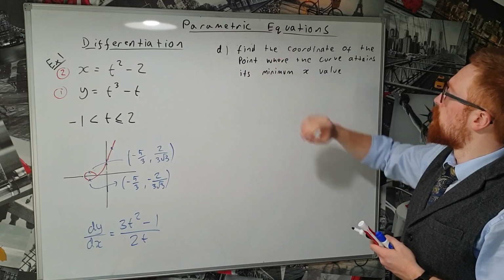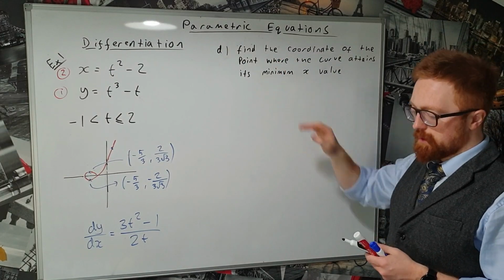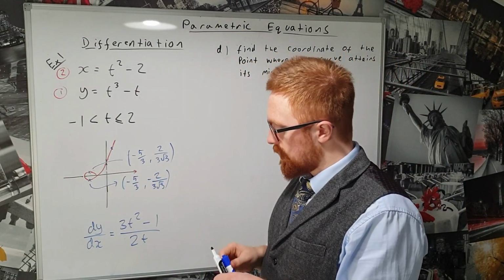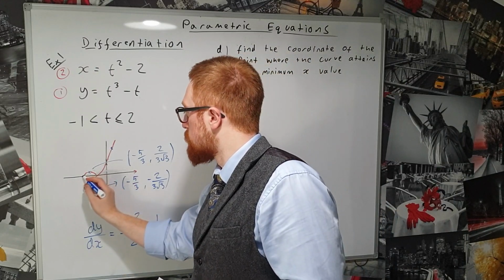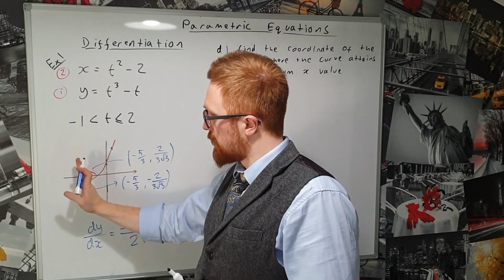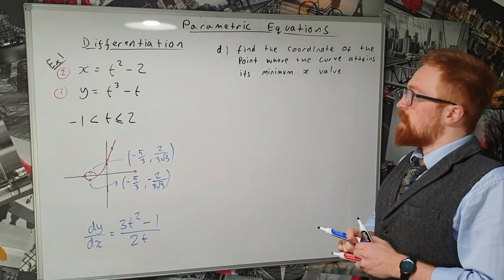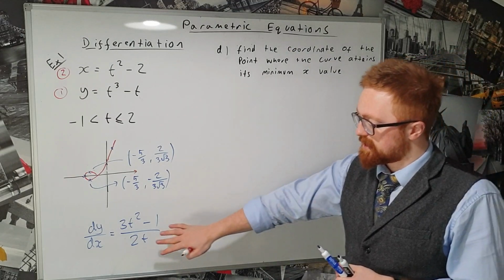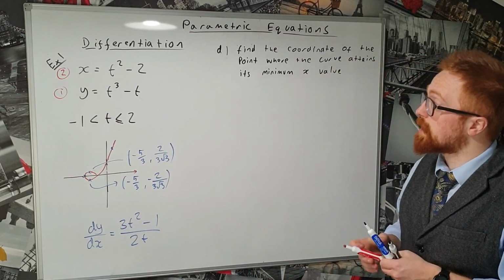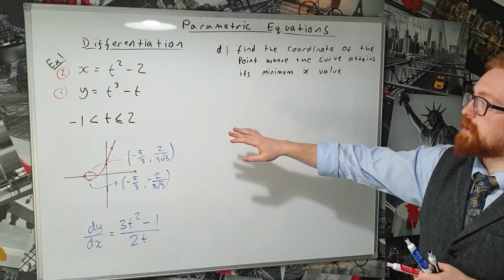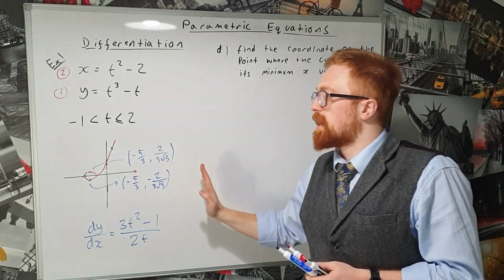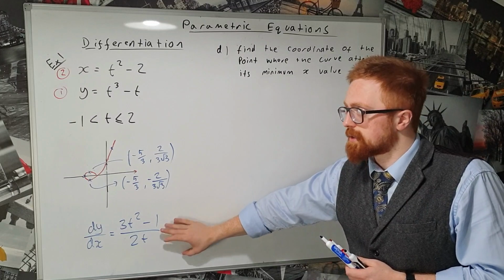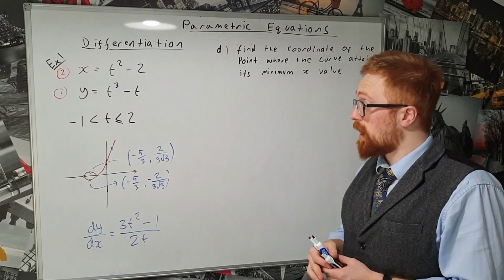Okay, on to part D. So this time we're asked to find the coordinate of the point where the curve attains its minimum x value. So x, let's have a look at our curve, is increasing in that direction, so it attains its minimum at this coordinate here. Okay, that's the smallest the x value of the curve gets. So there's a couple of ways we could look at doing this. The first way is to take dy dx and flip it on its head, quite literally. And the second way is to differentiate x with respect to t and then find the minimum value there. I'm going to have a look at the first method, looking at dy dx, and then we'll see that actually those two methods are quite similar.